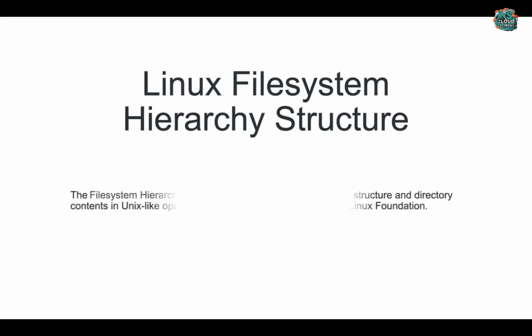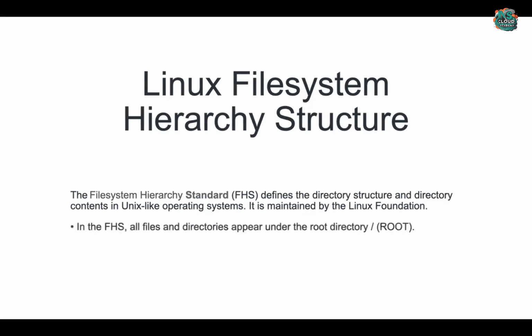Right. So the file system hierarchy defines the directory structure and directory content in Unix-like operating systems, right? It is mentioned by the Linux Foundation. In FHS, all files and directories appear under the root directory. So there are two things with the name of root. One is the root user and one is the root directory, meaning the file system, right?